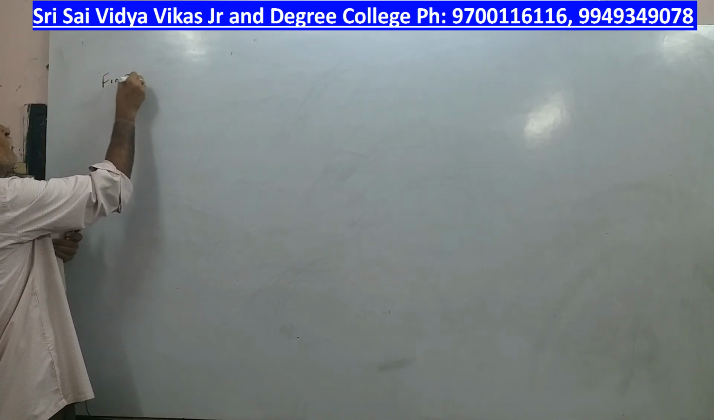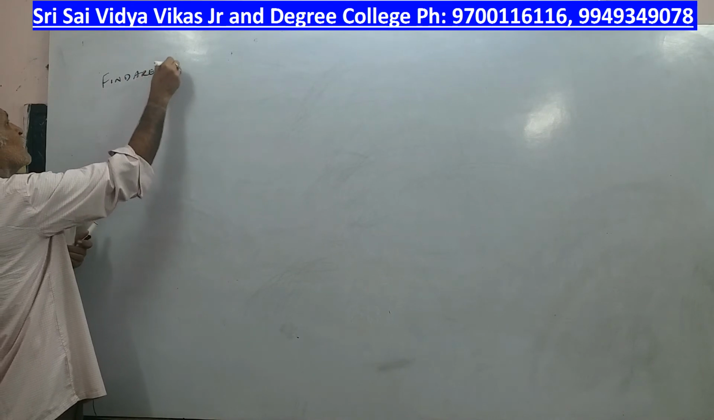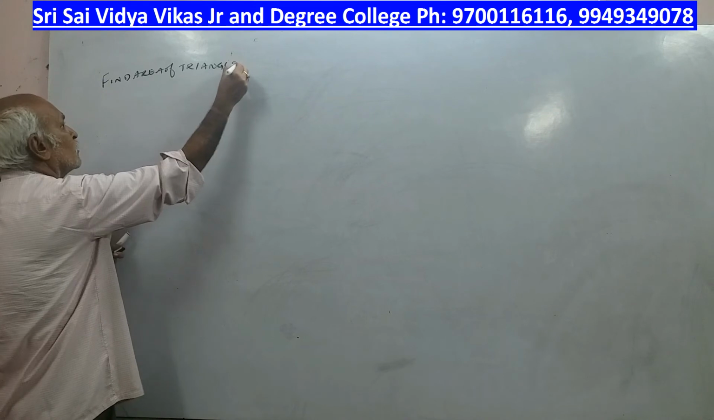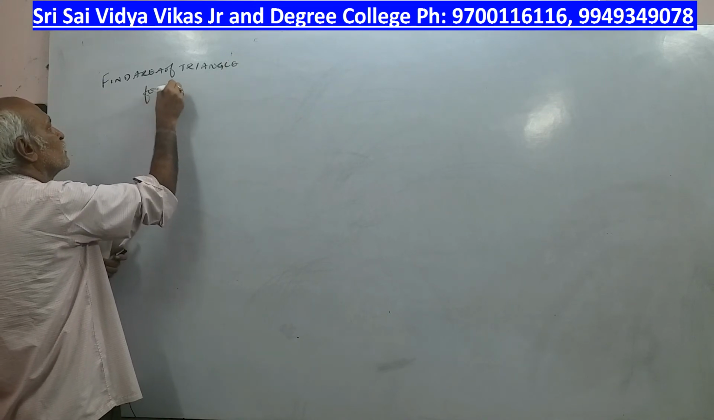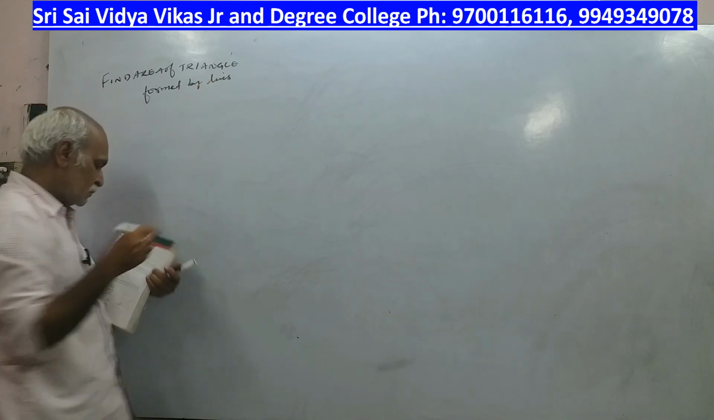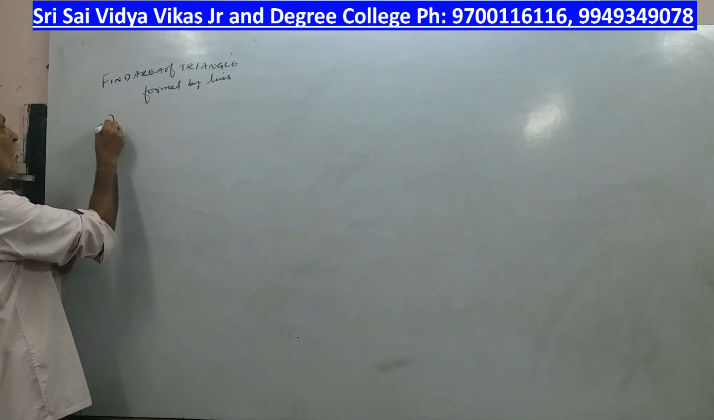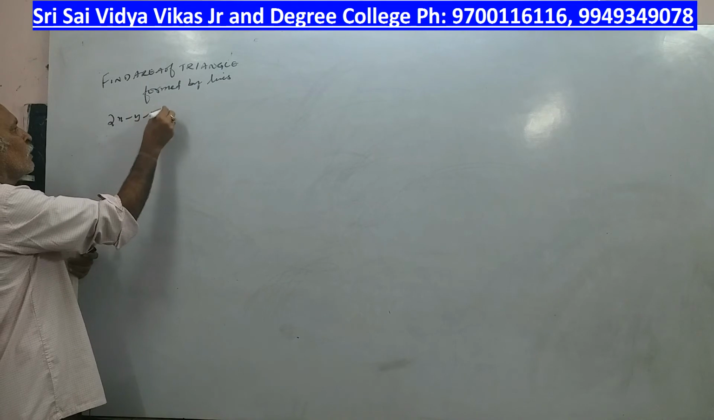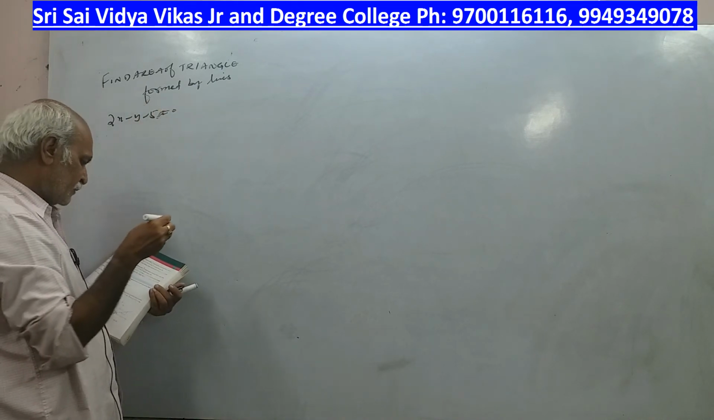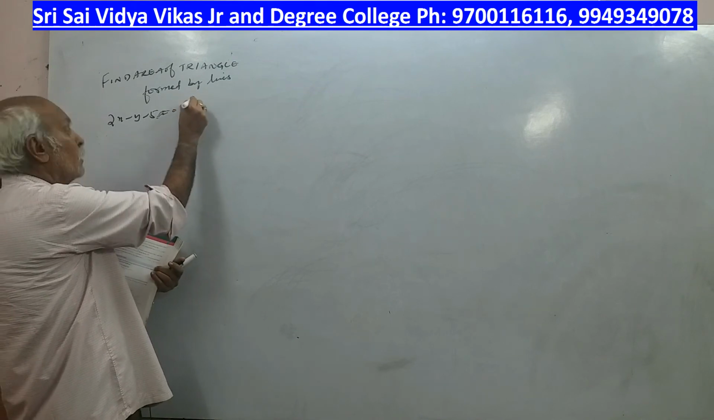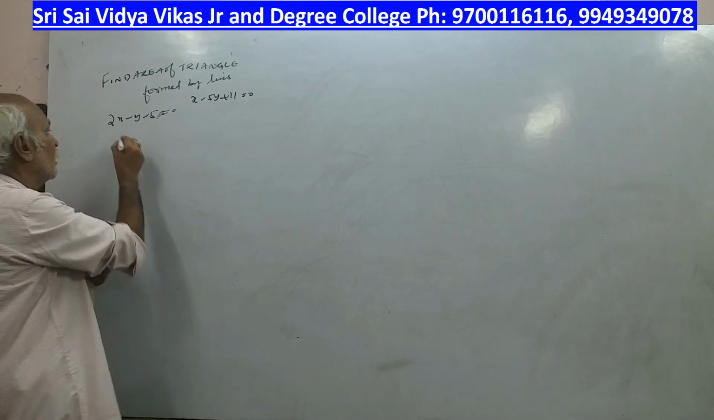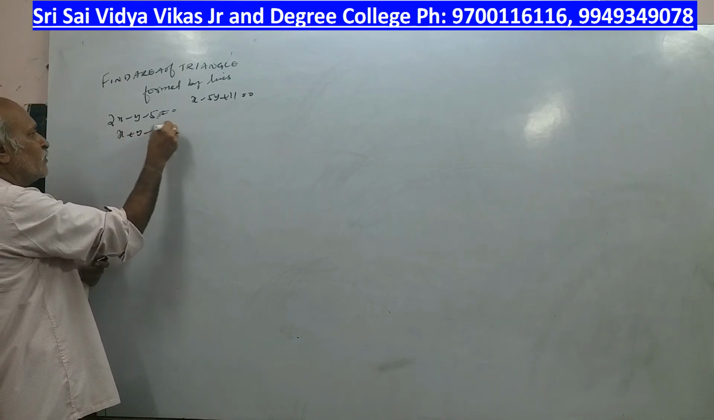Find the area of the triangle formed by the lines 2x minus y minus 5 is equal to 0, next, x minus y plus 11 is equal to 0, and x plus y minus 1 is equal to 0.